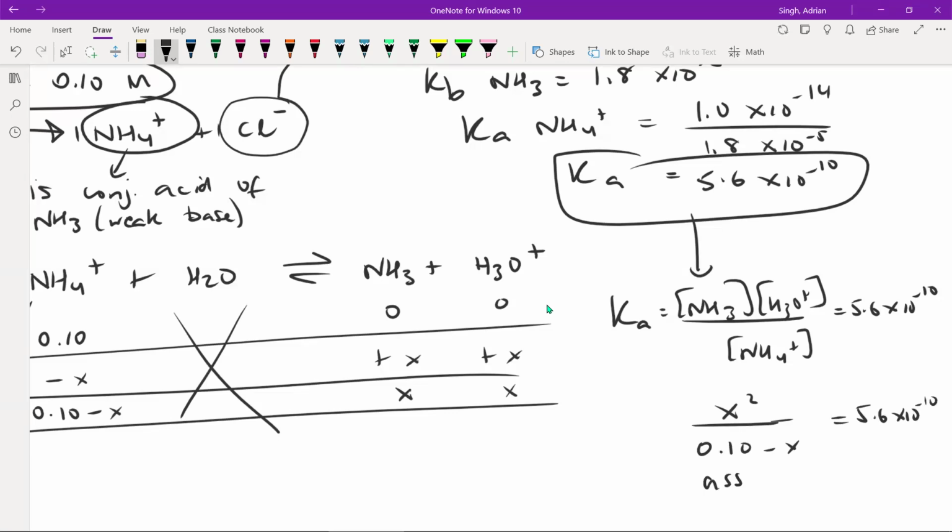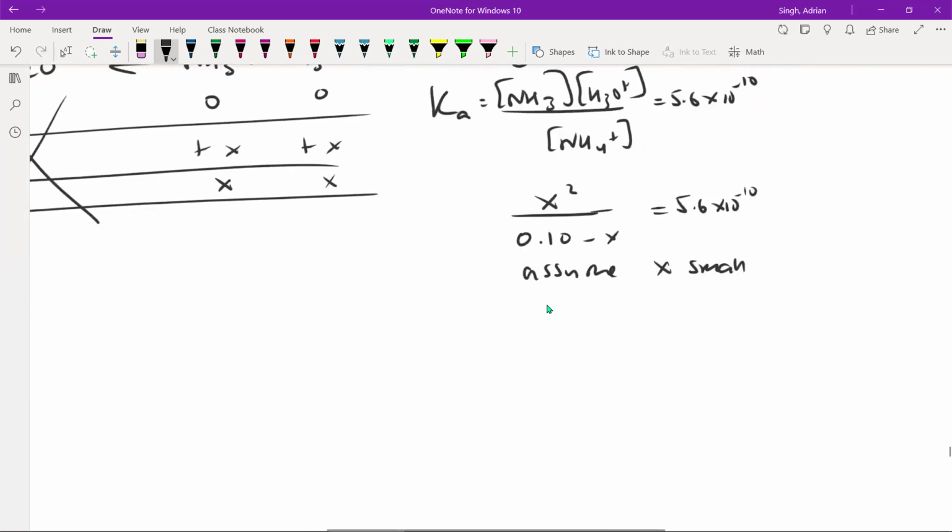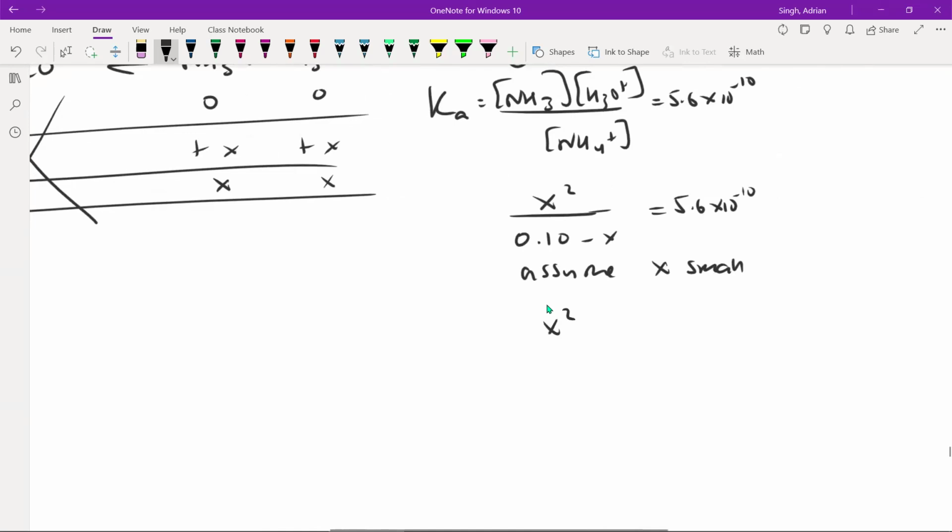I'm going to assume x is small again. That's my assumption. It simplifies the calculation. I end up with x squared over 0.10 is equal to 5.6 times 10 to the minus 10. I solve for x. X ends up being 7.5 times 10 to the minus 6.